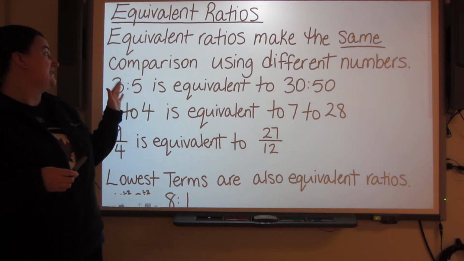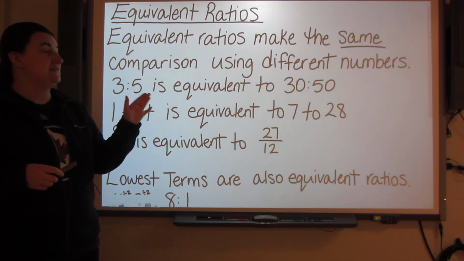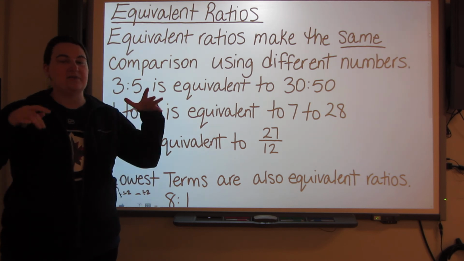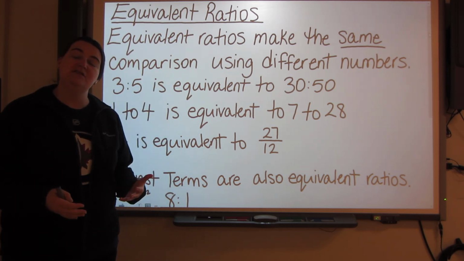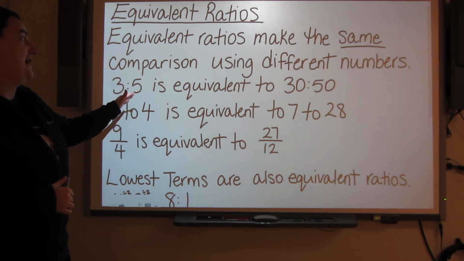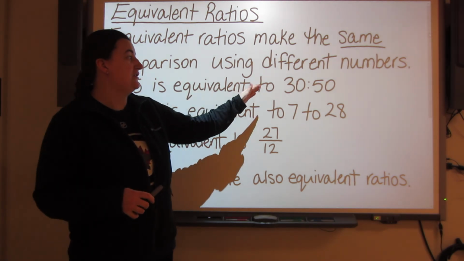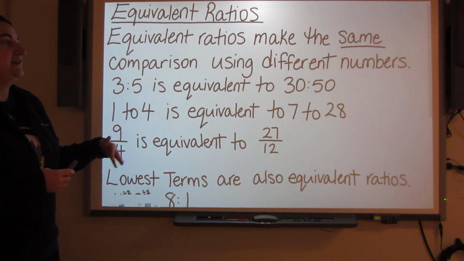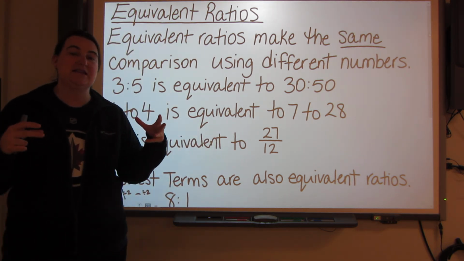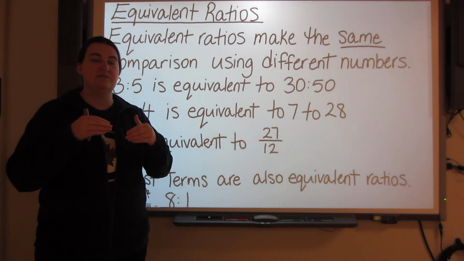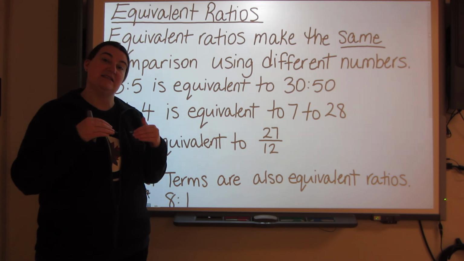Equivalent ratios make the same comparison using different numbers. So exactly like when we're doing fractions, where they represented the same amount but used different numbers, this is the same thing. So 3 to 5 is equivalent to 30 to 50. The reason that they are equivalent is because they represent the same comparison. The comparison between the two numbers is the same.